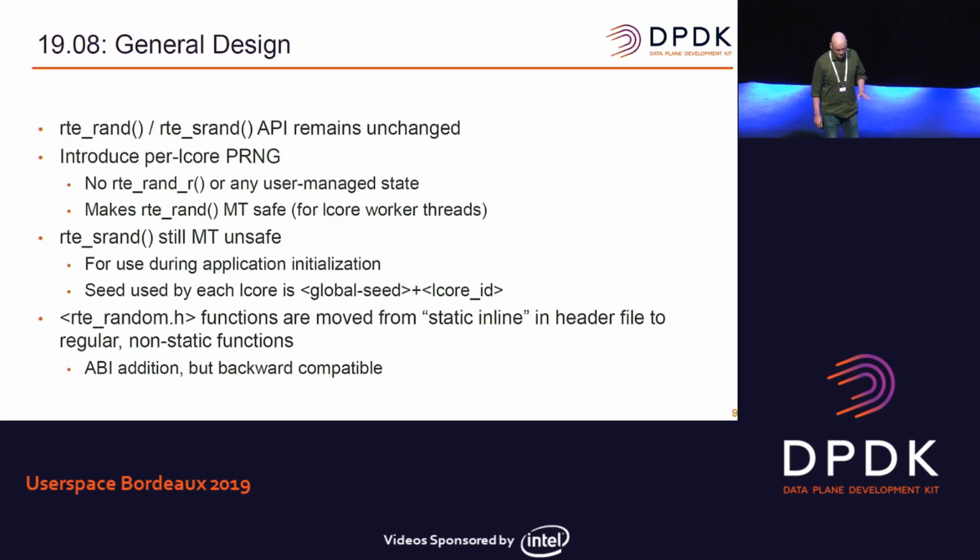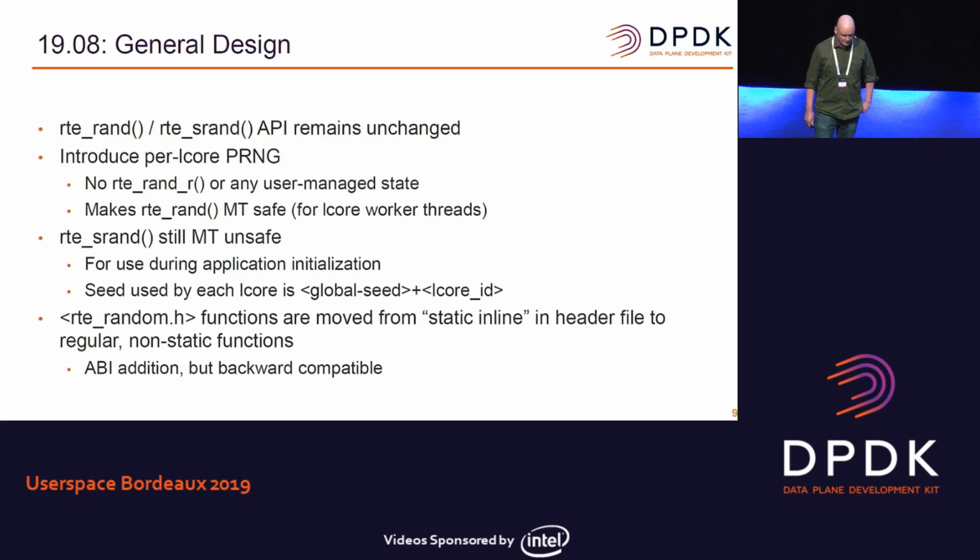So the general design is that, as I mentioned, I managed to keep the API the same, and I don't follow the common pattern of the user supplying the state of the generator, which is common, for example, in libc. Rather, I follow the DPDK design pattern of having per core data structures. So it's a data structure that's indexed by the L-core ID. This approach makes it thread safe for use by L-core threads, not generally thread safe, but for L-core workers.